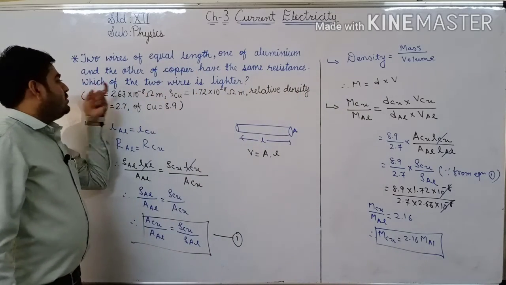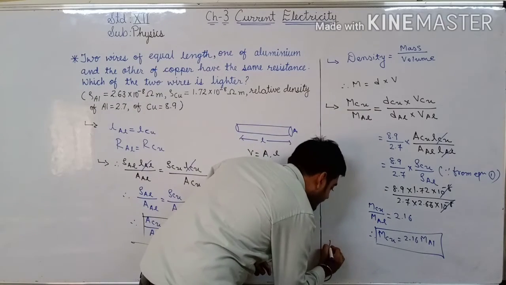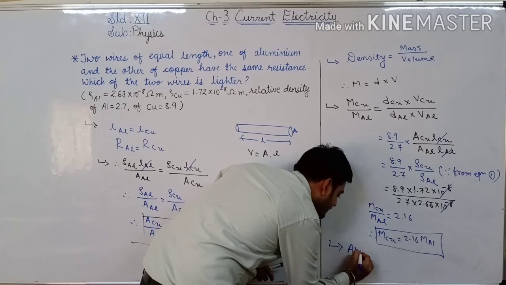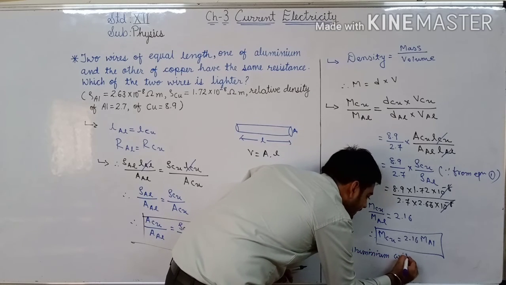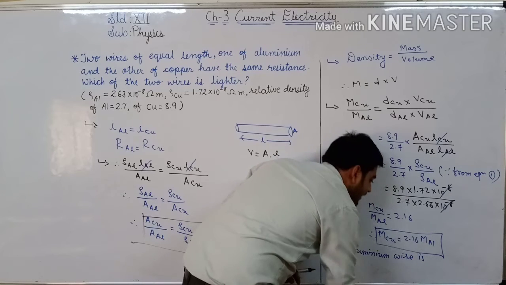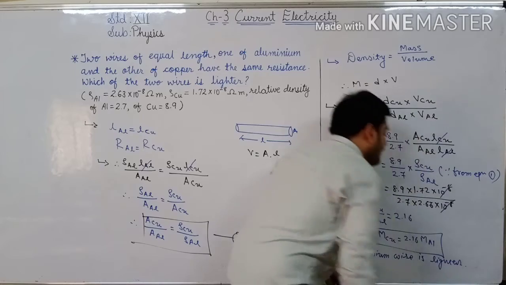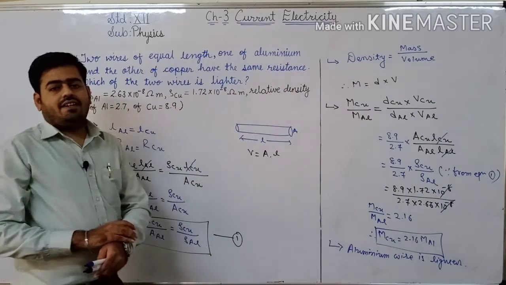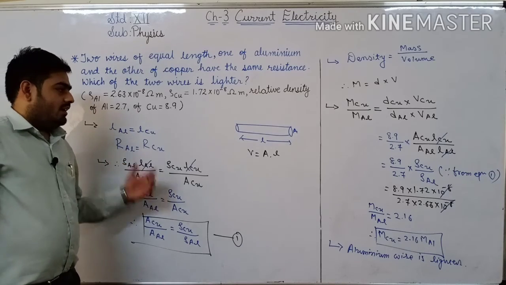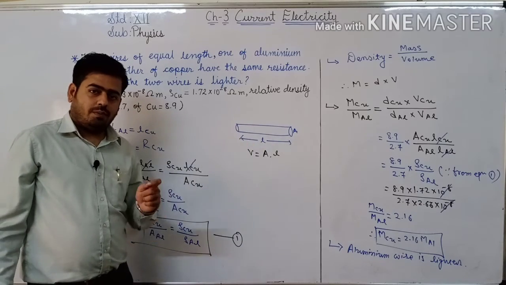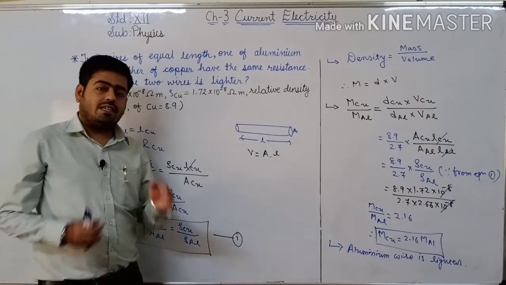So what they are asking, which of the two wires is lighter? We can say that aluminum wire is lighter. Aluminum wire is lighter than copper wire. Here two wires are given, one is of copper and one is of aluminum. Both are having same length, both are having same resistance.